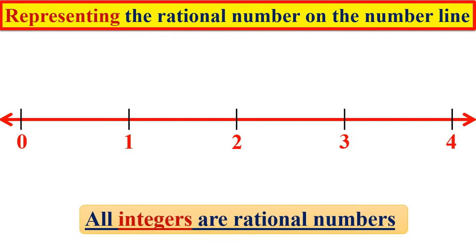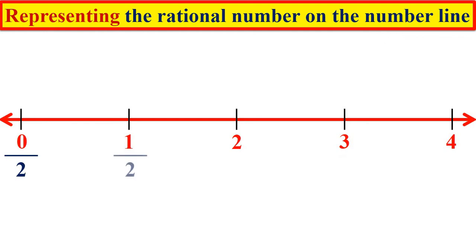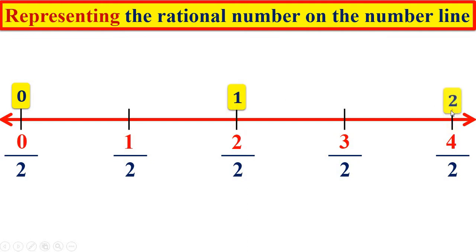All integers are rational numbers, as we said before in the previous lesson. Like if we put 0 over 1, it will be 0, 1 over 1 it will be 1, 2 over 1 is 2, 3 over 1 equals 3, 4 over 1 equals 4. 0 over 2 and 1 over 2, 2 over 2, 3 over 2 and 4 over 2. 0 over 2 equals 0. 2 over 2 equals 1. 4 over 2 equals 2.